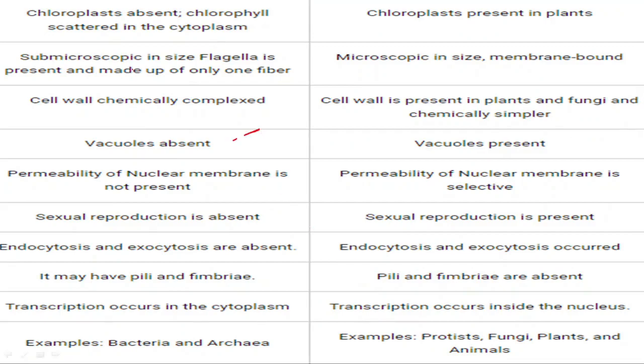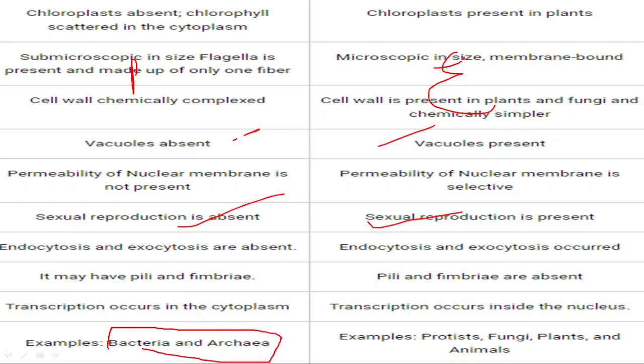Besides all these points, vacuole is absent in prokaryotic, it is present in eukaryotic. Sexual reproduction is absent in prokaryotes, present in eukaryotes. For example, bacteria and archaea are prokaryotic, and eukaryotic has protists, fungi, plants, and animals. So this has to be understood.